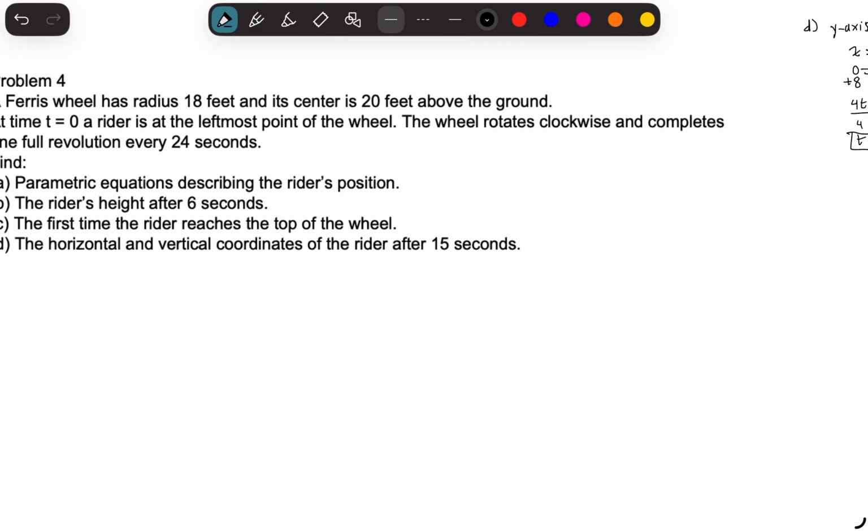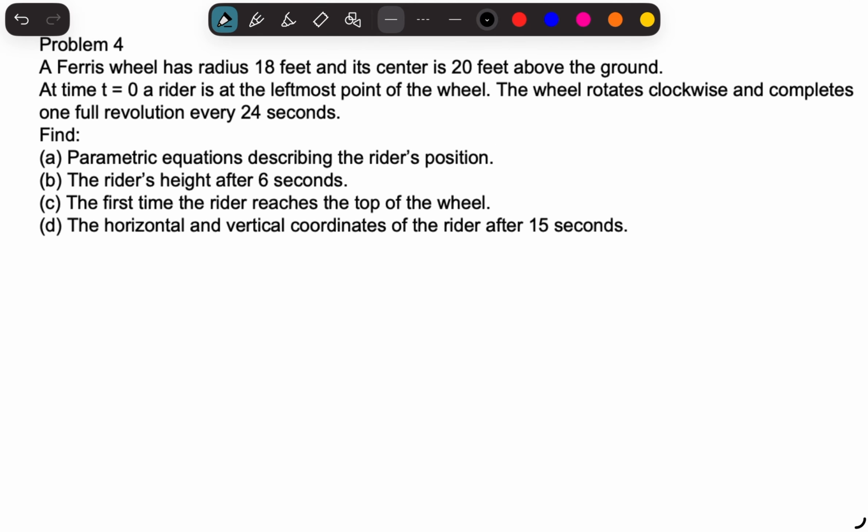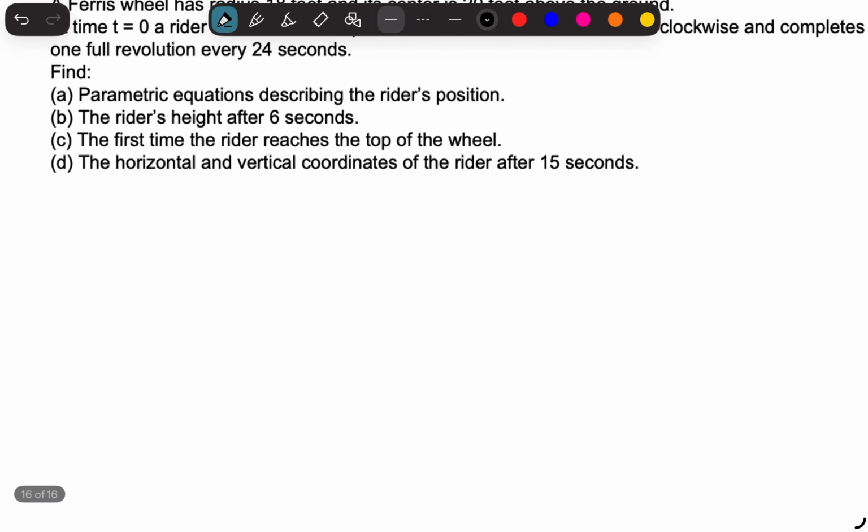Now, a Ferris wheel has a radius of 18 and its center is 20 feet above the ground. At time t is equal to 0, a rider is at the leftmost point of the wheel. The wheel rotates clockwise and completes one full revolution every 24 seconds. Find parametric equations describing the rider's position, the rider's height after 6 seconds, the first time the rider reaches the top of the wheel, and the horizontal and vertical coordinates of the rider after 15 seconds.